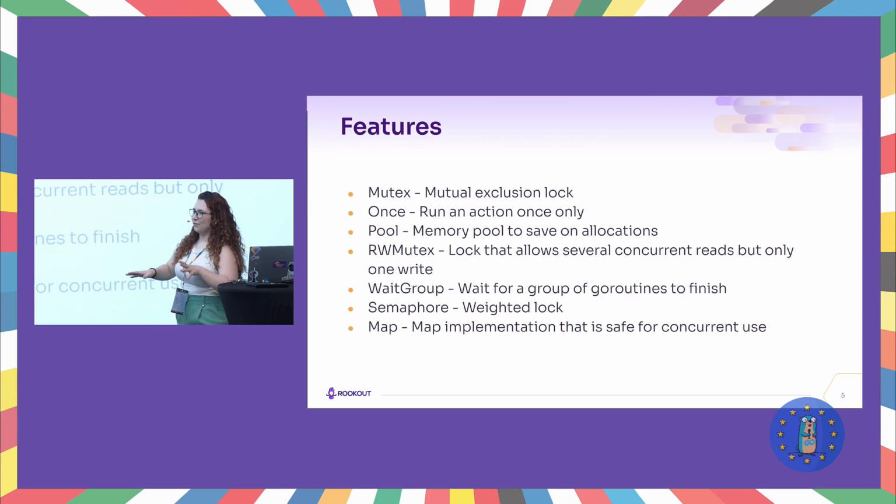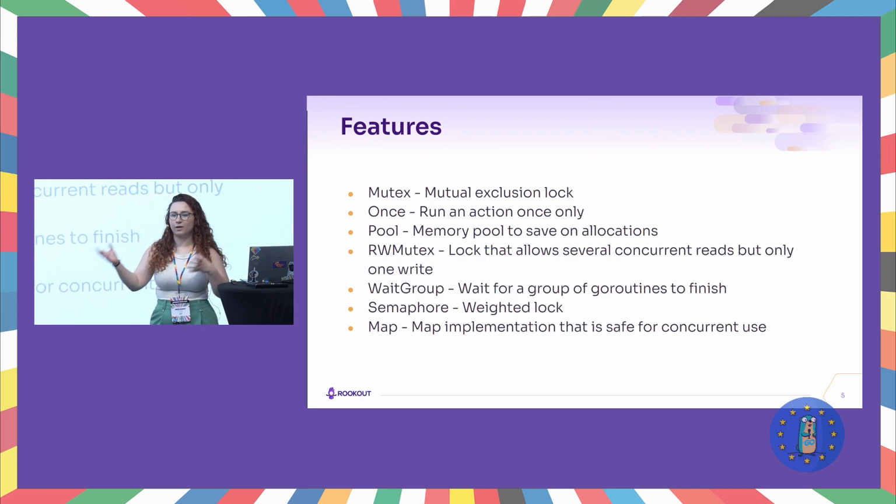Let me just say a few words about each feature. We have mutex, mutual exclusion lock, right? You can lock, you can unlock. If someone's taken the lock, you'll have to wait for it. We have once to just run something one time only. We have pool to create a memory pool. This is to save on allocation, so it's going to be a pool for long-term objects and not short-term objects. We have RW mutex, which is like a mutex, but it's a lock that allows for several reads, but only one write. For a map, that might be good.